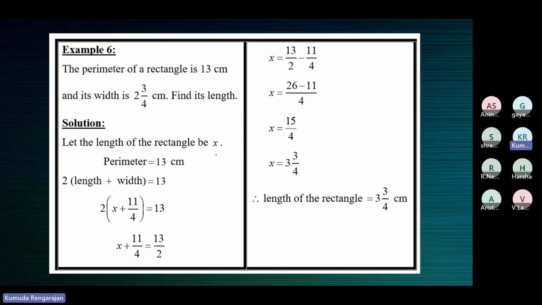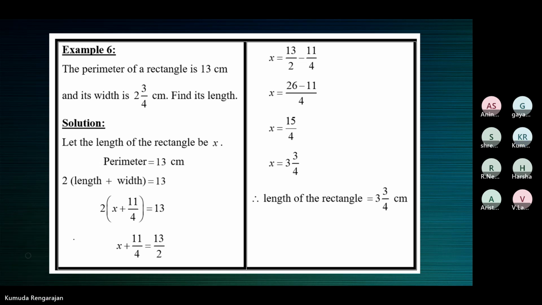You can see here, let the length of the rectangle be X. The perimeter is given to be 13 centimeters, which means 2 into L plus B, or 2 into length plus width. Width is also the breadth. Both are the same. So 2 into length plus width is equal to 13. So 2 into length is X plus 2 3 by 4, which is nothing but 11 by 4, mixed fraction to improper. 11 by 4 is equal to 13.